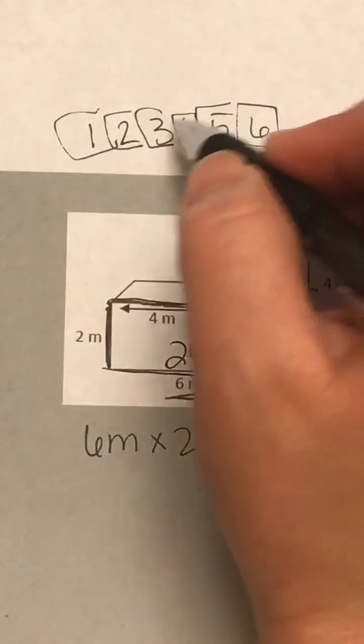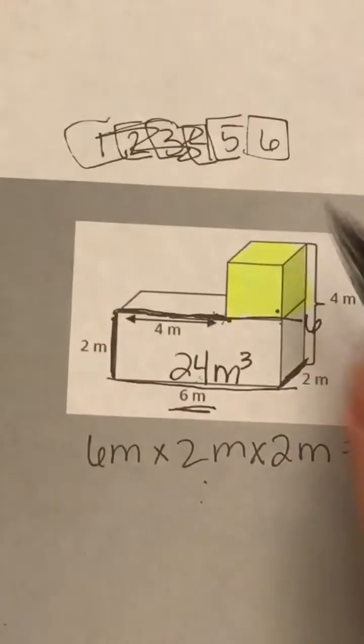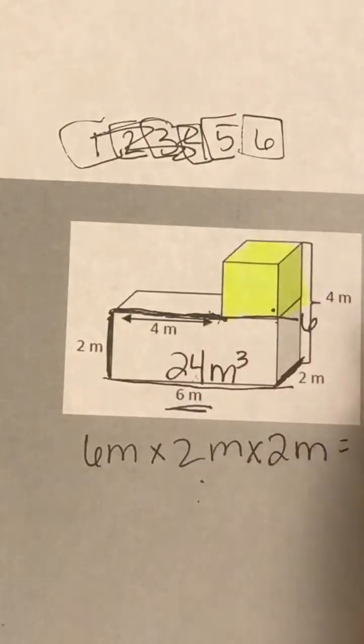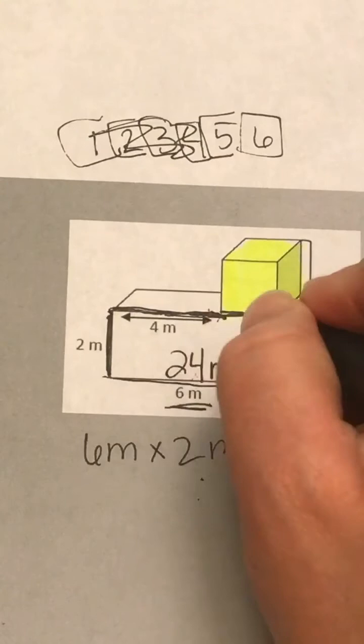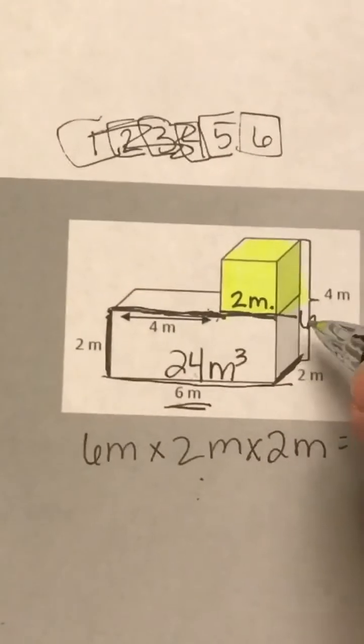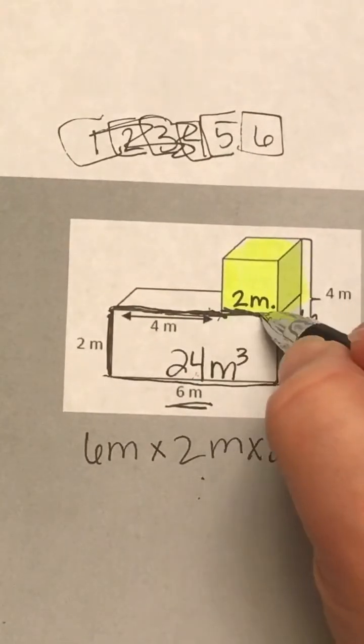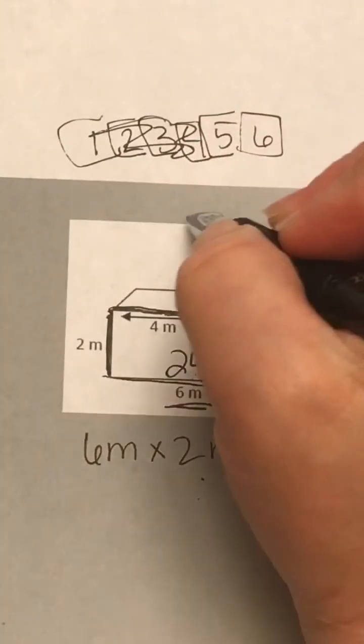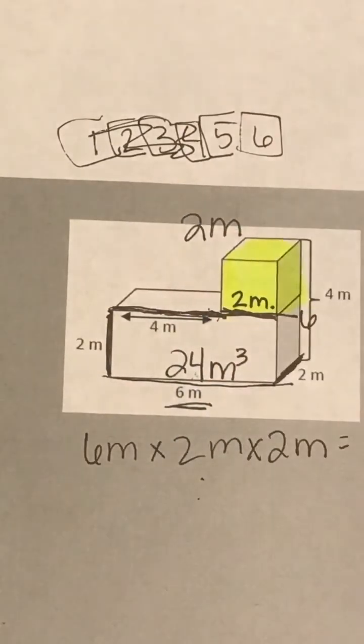I've already used up 4. So how many more do I need to get to 6? I need 2. So that means that this line right here is going to be 2 meters. Okay? So I have my first measurement for this box, which is going to be 2 meters.